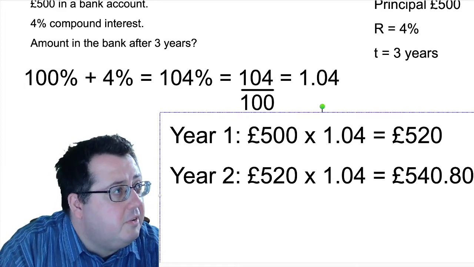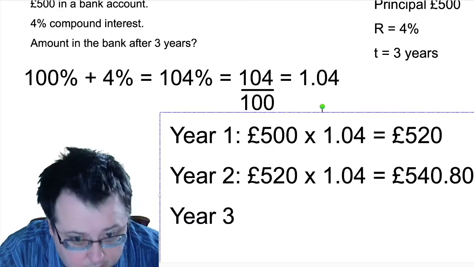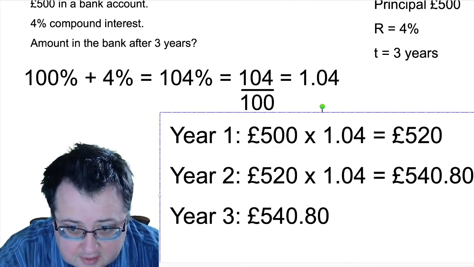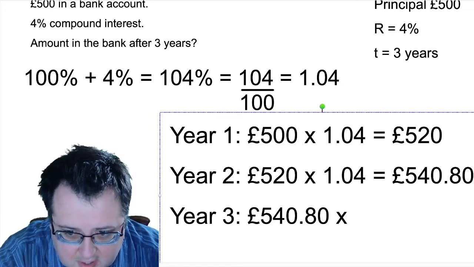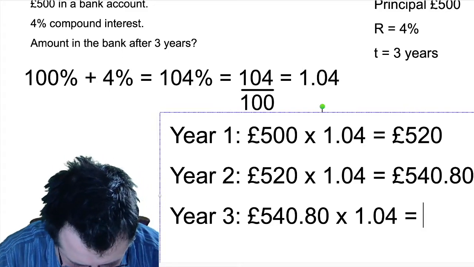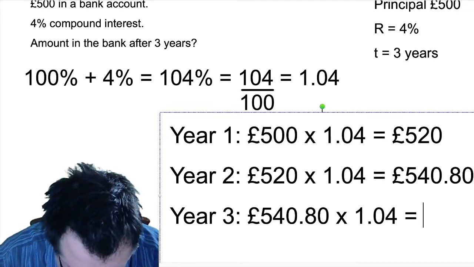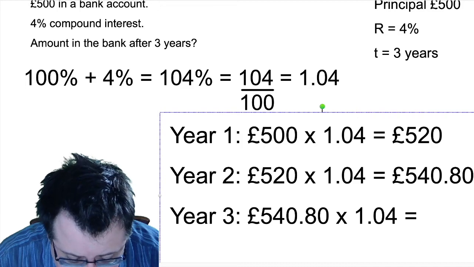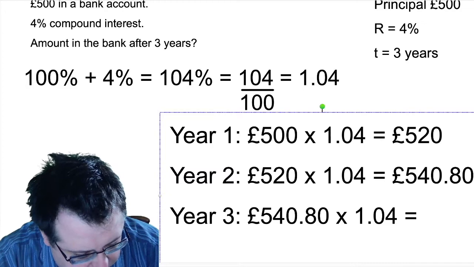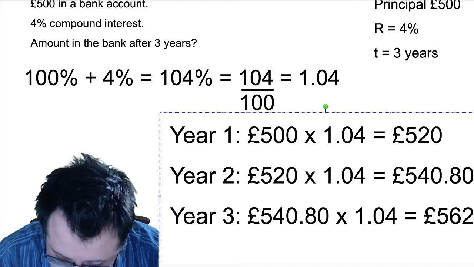And then finally for year 3, I'm going to take the £540.80 and multiply by 1.04 again, which will give us 562.432. So pence is 2 decimal places, so we can ignore the 2 on the end. The answer here is 562.43.